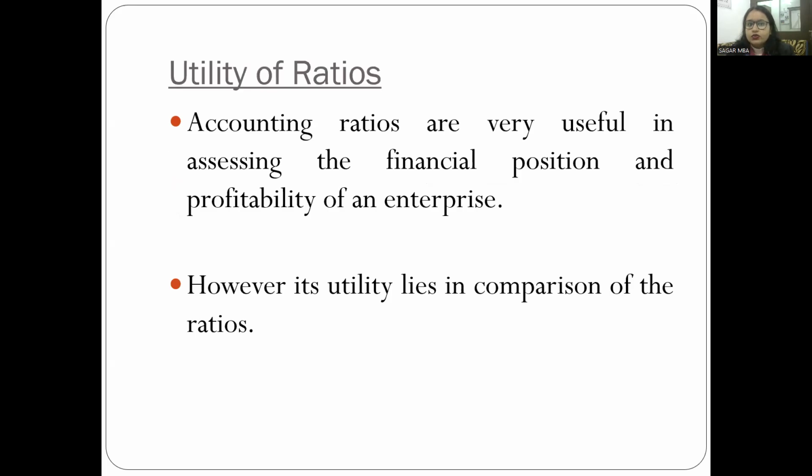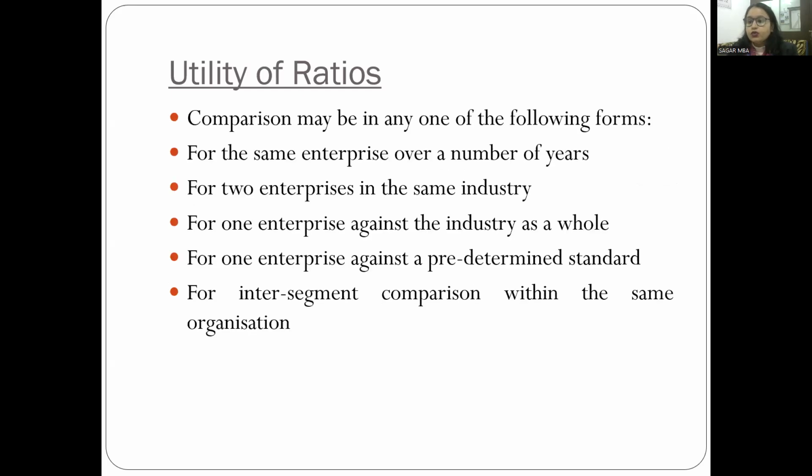The utility of ratios. Accounting ratios are very useful in the assessment of the financial position and profitability of the enterprise. However, their utility lies in the comparison of the ratios. Comparison may take one of the following forms: for the same enterprise over a number of years, for two enterprises in the same industry, for one enterprise against the industry as a whole, for the enterprise against a predetermined standard, and for inter-segment comparison within the same organization.